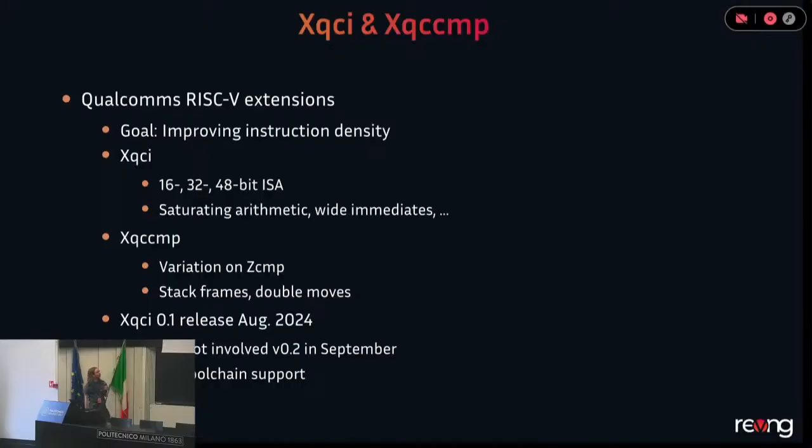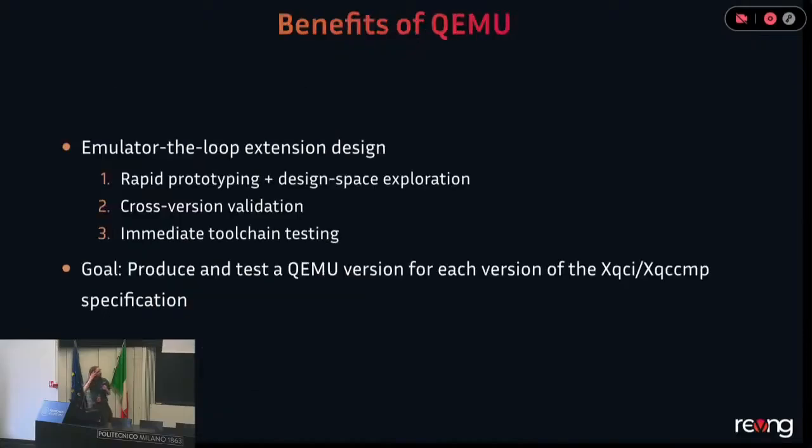They also have the Xqccmp extension, which is a variation on the existing Zcmp extension, which introduces stack frames and double moves. Now, Xqci is being developed in the open, and its first 0.1 release was in August 2024. We got involved pretty early on, I think in September, around version 0.2. And at this point, we had no toolchain support for the extension whatsoever, and it was actively being iterated upon. So what is the benefit of involving QEMU at such an early stage in development?